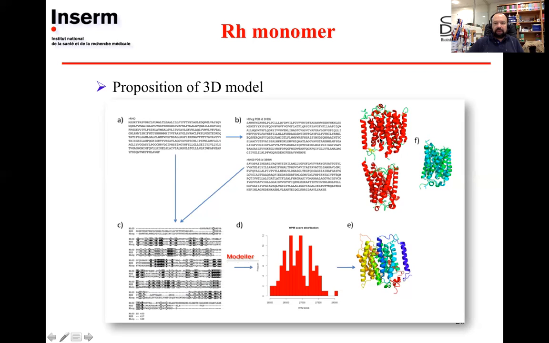But in fact, when we looked at the two structural templates, they were highly similar, and you can align them with very good accuracy. So we used the two structural templates to do comparative modeling. Here we have done this alignment, and we used Modeller to do the comparative modeling.